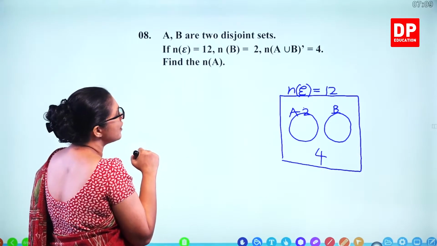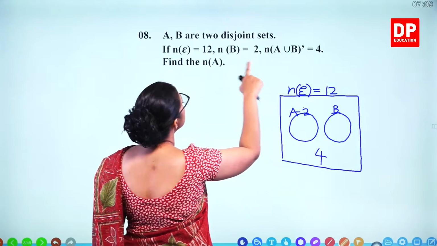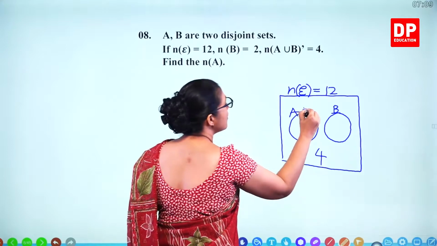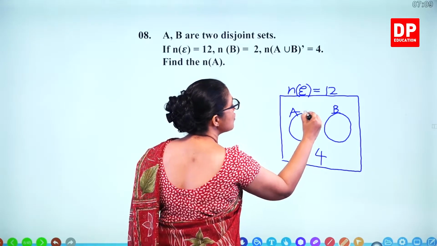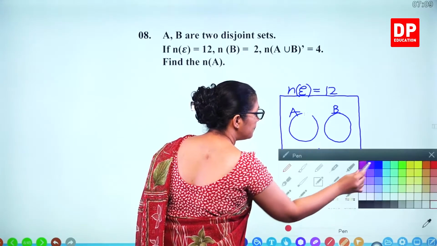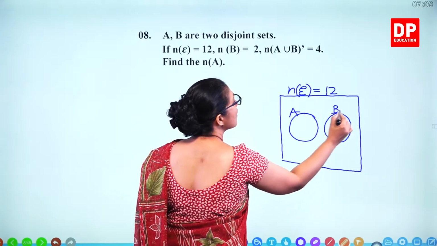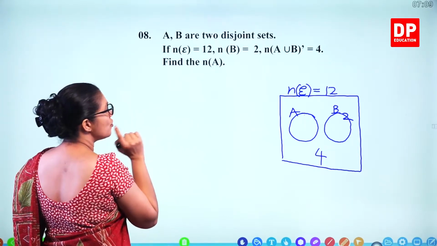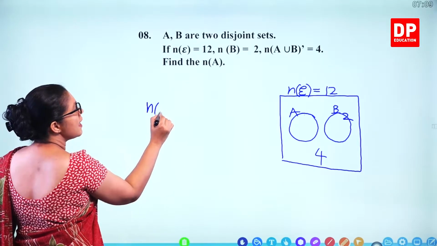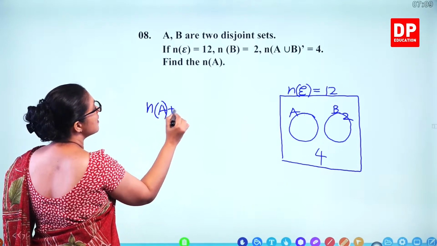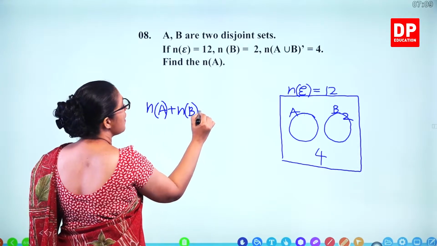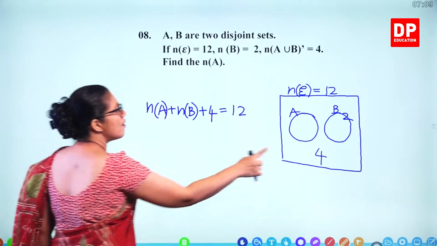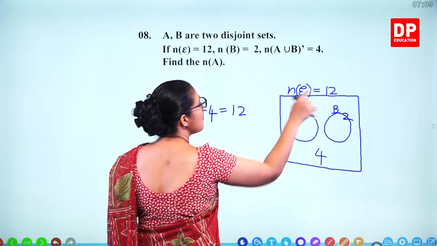So how can you find out n A? This is n B is 2. I marked it wrong, this should be n B. This is 2. How do you find out n A? So you can write n A plus n B plus 4 is equal to 12. 4 plus 2 and this one becomes 12.